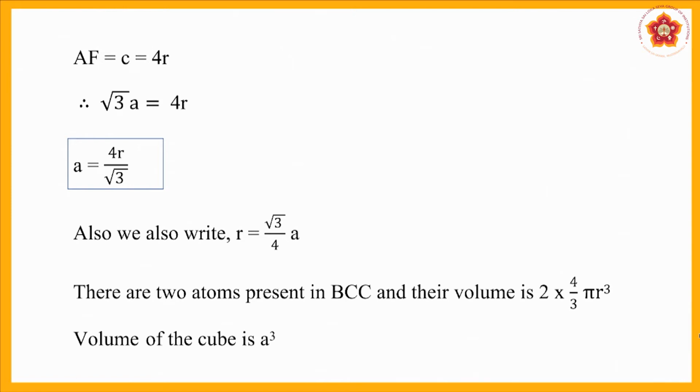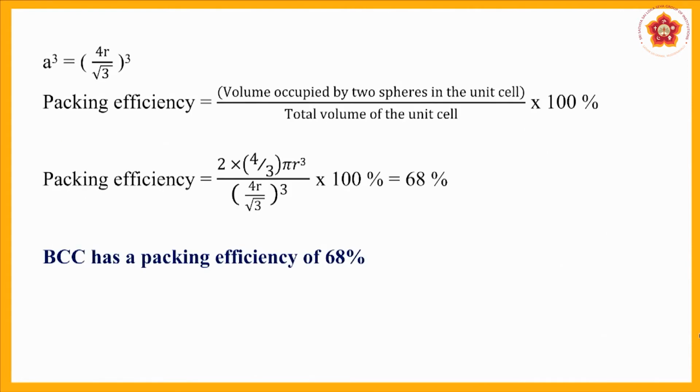So there are two atoms present in BCC and their volume is 2 into 4 by 3 pi r cube. So we have calculated in previous classes the number of atoms present in the BCC. How many atoms present in BCC? There are 2 atoms present in BCC. That's why 2 into 4 by 3 pi r cube. So volume of the cube is the A cube here. Okay. So A cube equal to 4R divided by root 3, whole cube. So we already know that A value from the previous one. So 4R divided by root 3 into whole cube.